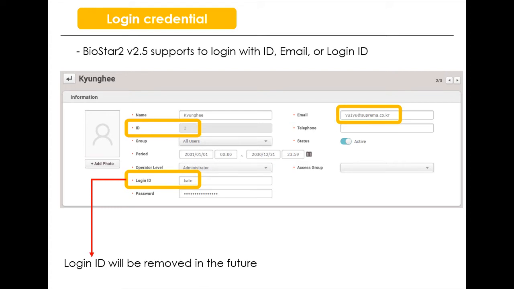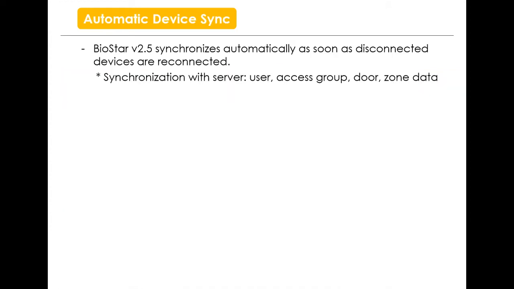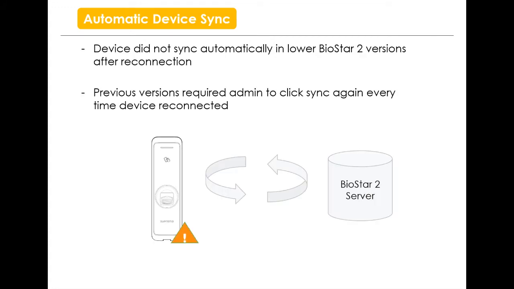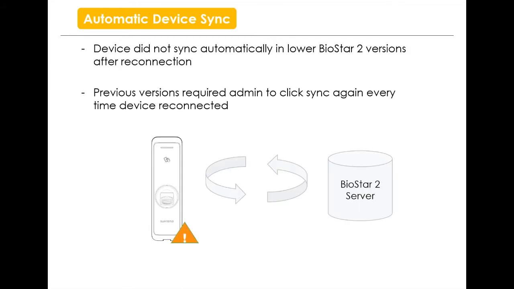Next change is automatic device synchronization. In BioStar 2.5, if you have automatic synchronization on, the synchronization is automatic even when the device loses connection and connects to the server again. When you synchronize a device, the server sends all its updated user, access group, door, and zone information to be stored on the device.